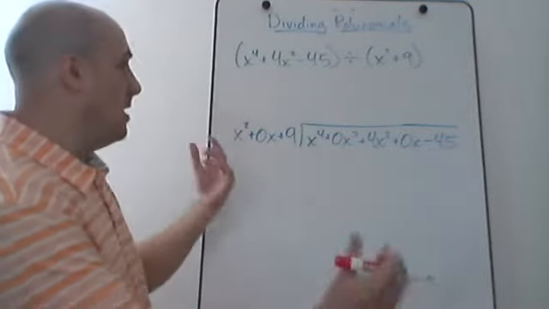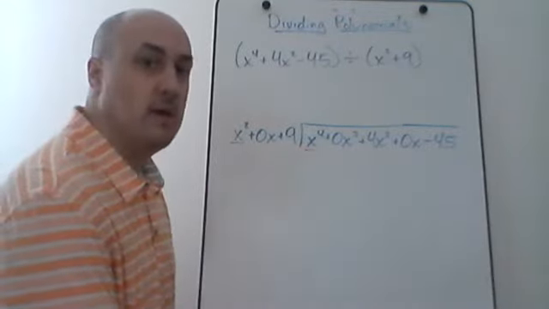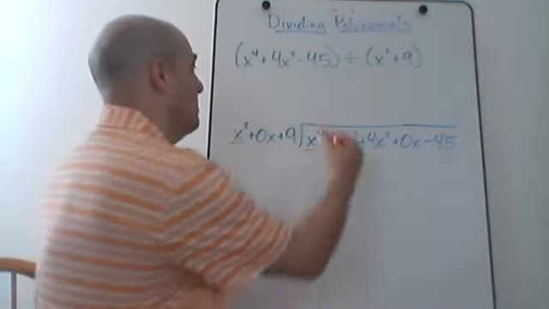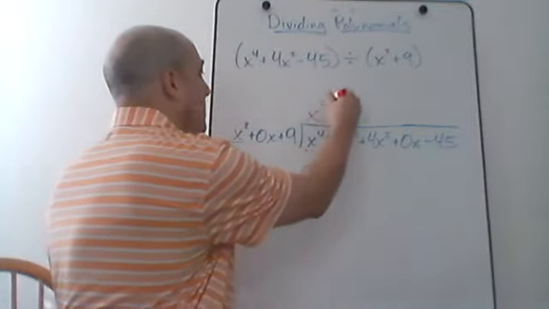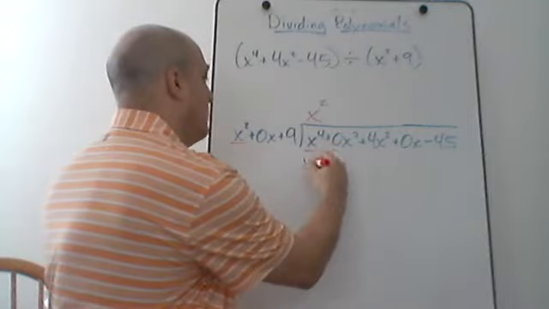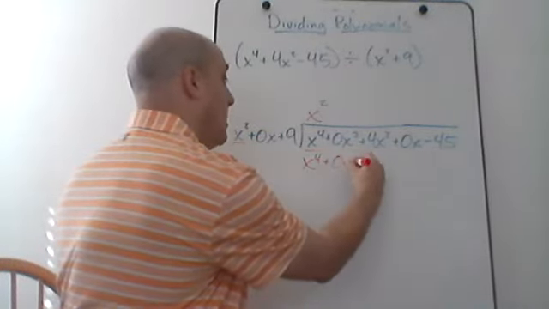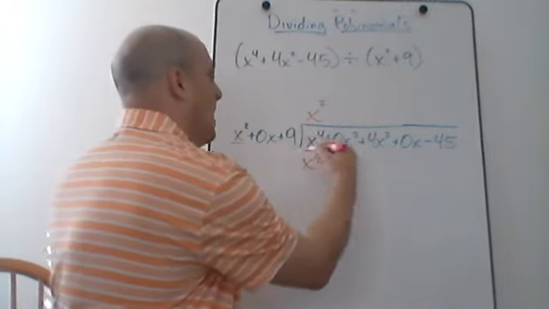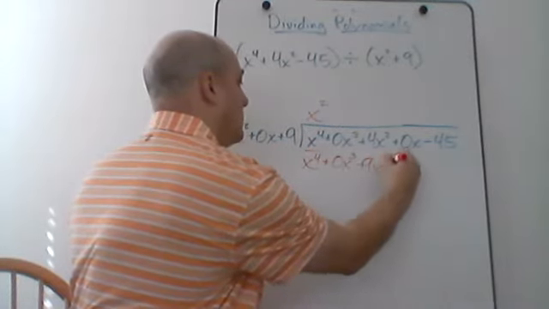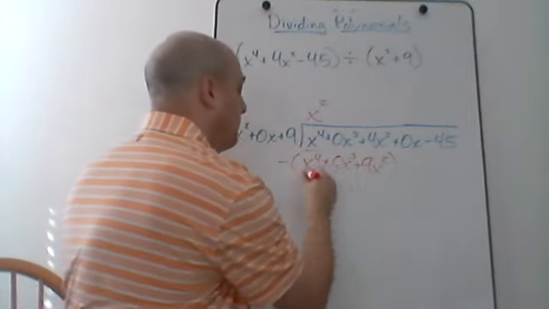All right, so then I go to it. I take my first term out here, x squared, my first term in there, x to the fourth. What do I have to multiply x squared by to get x to the fourth? Well, I need to multiply it by x squared. x squared times x squared is going to give me x to the fourth power. x squared times 0x is going to be actually 0x to the third. x squared times 9 is going to be plus 9x squared. All right, and then I subtract.